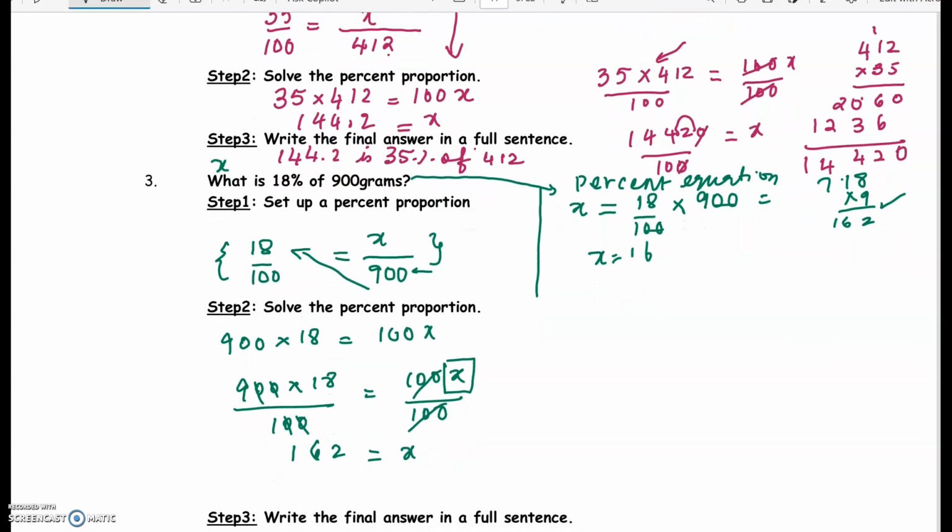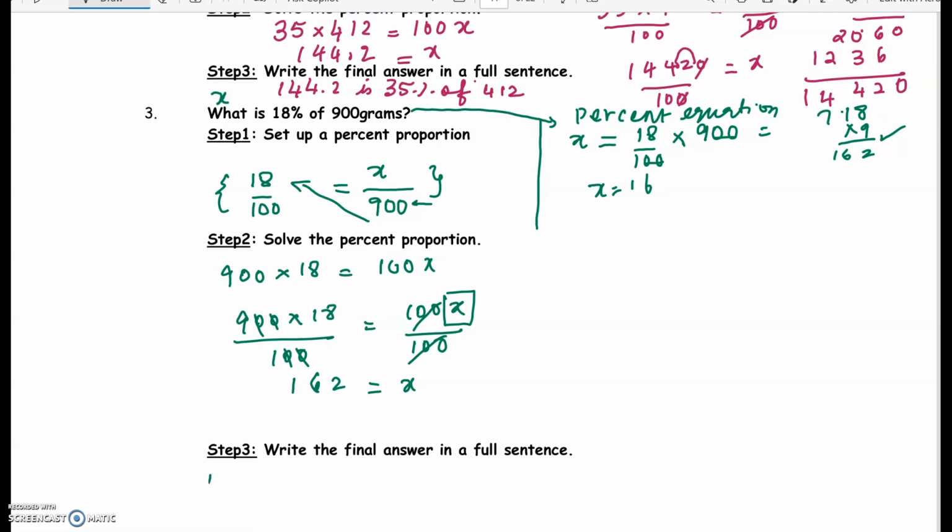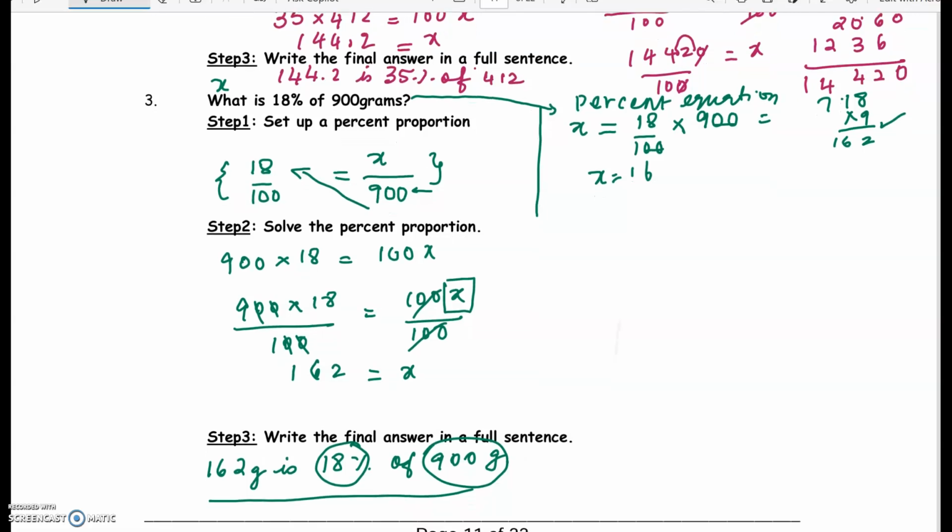So now think in a sentence. So 162 is 18% of 900 grams. So 162 grams is 18% of 900 grams, and that kind of makes sense. If we made a huge calculation error, this sentence wouldn't make sense.